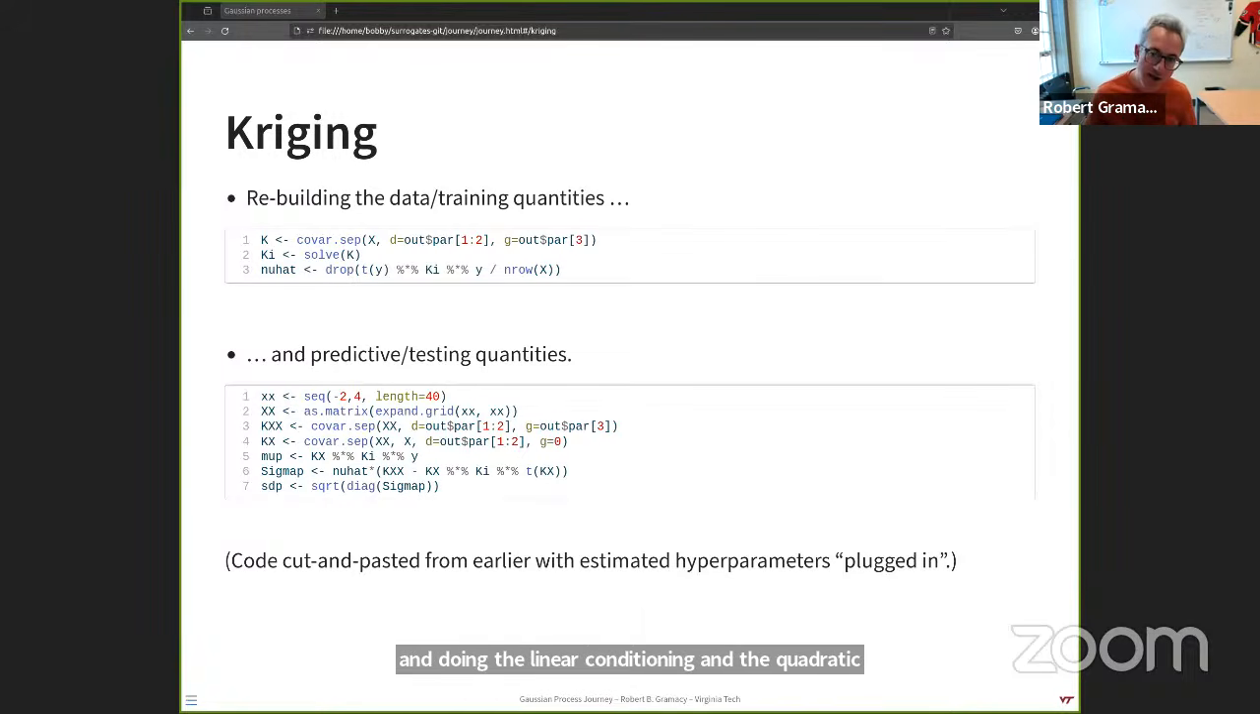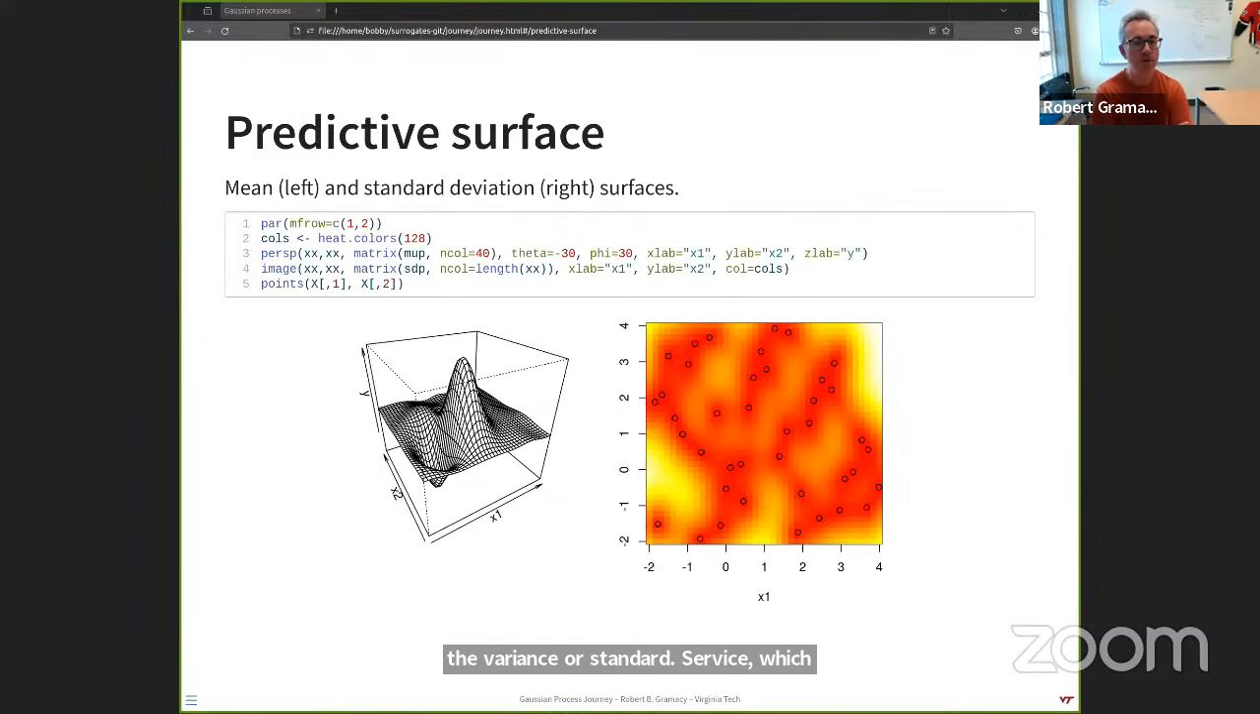And once I do that, I can visualize the mean surface and the variance or standard deviation surface, which is what I'm doing on this slide. So this is the surface that I learned from, I think it was 40 examples of X and Y. They were noisy examples. This is what I predict.